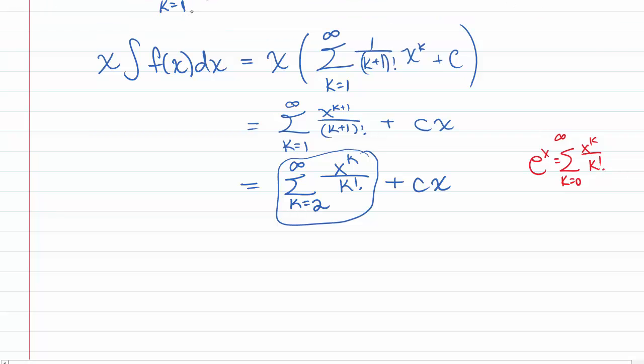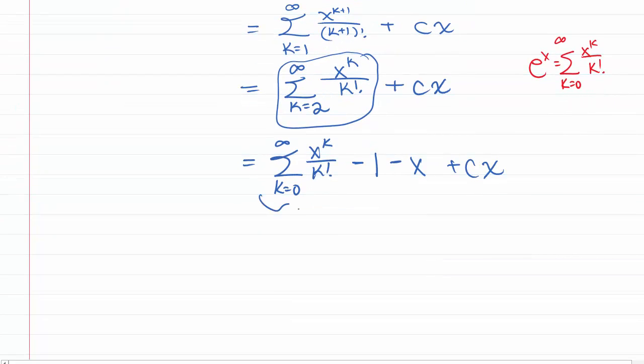So we can rewrite this as the sum k goes from 0 to infinity, x to the k over k factorial. What we've added in is the first two terms. So minus the first term, which is 1, and minus the second term, which is x to the 1 over 1 factorial, so that'd be minus 1 minus x. Now we can replace this series with e to the x. So this is e to the x minus 1 minus x plus c x.